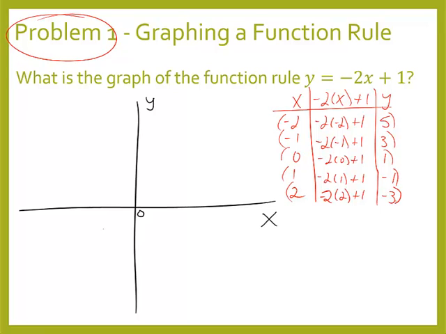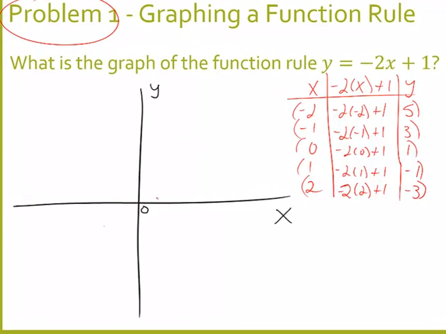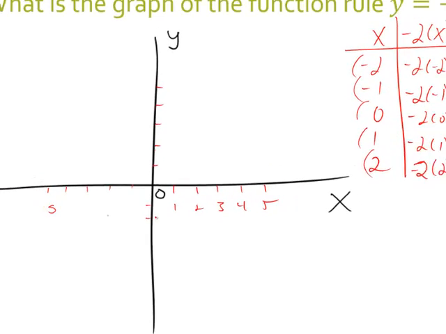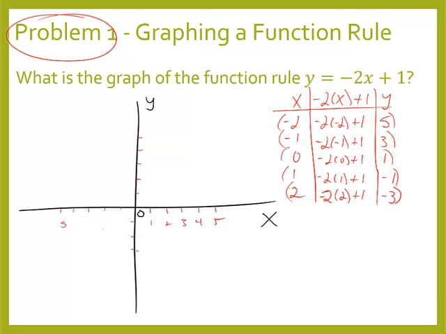So let's go ahead and plot those points. First, we need to put the increments on our x-axis and our y-axis. So let's go with 1, 2, 3, oops, too far. 1, 2, 3, 4, 5 on each axis, and the negatives going down to negative 5. Okay, so now let's go ahead and plot them.